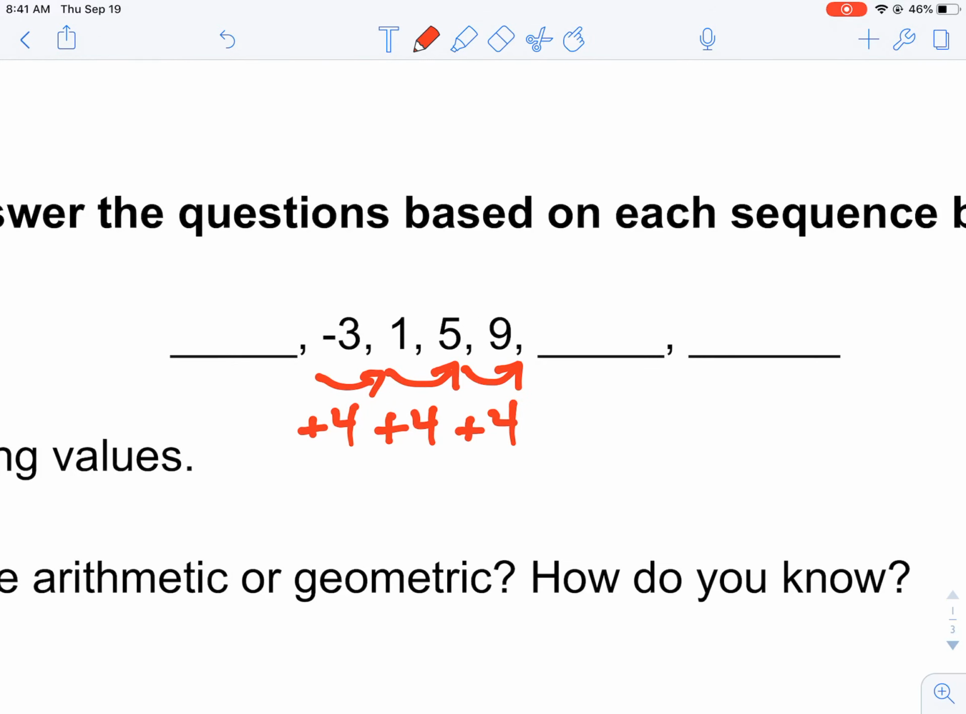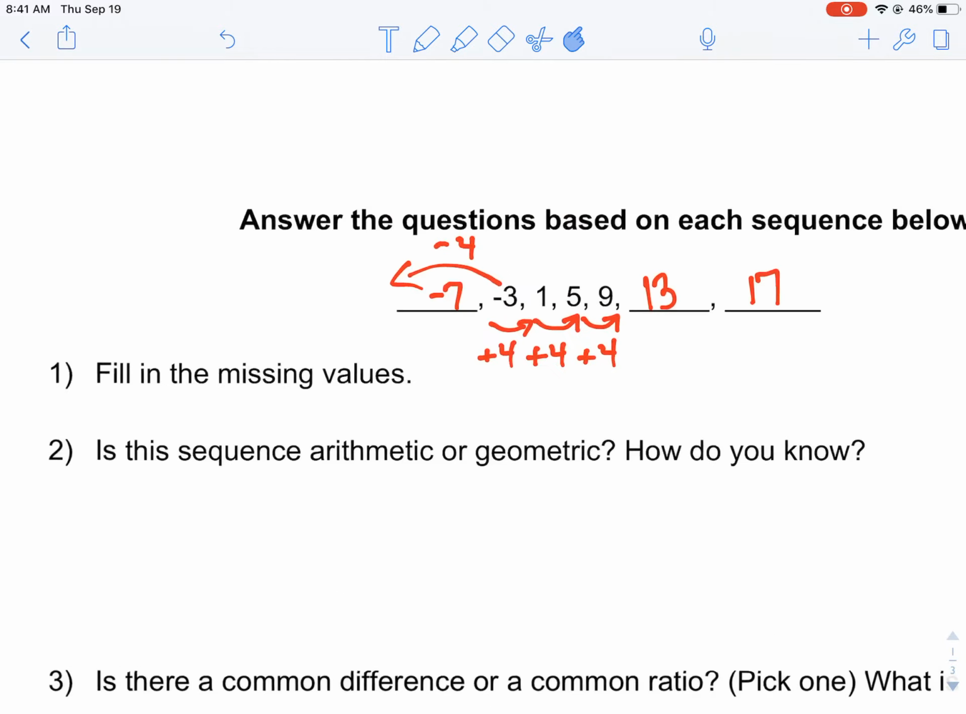So 9 plus 4, 13. 13 plus 4, 17. Now, to go backwards, if I'm adding 4 each time to go forward, I'm going to have to subtract 4. -3 minus 4 will give me -7. So I filled in my missing values.